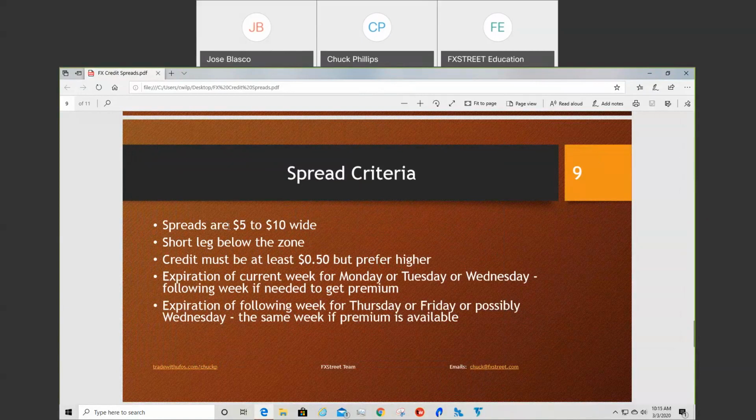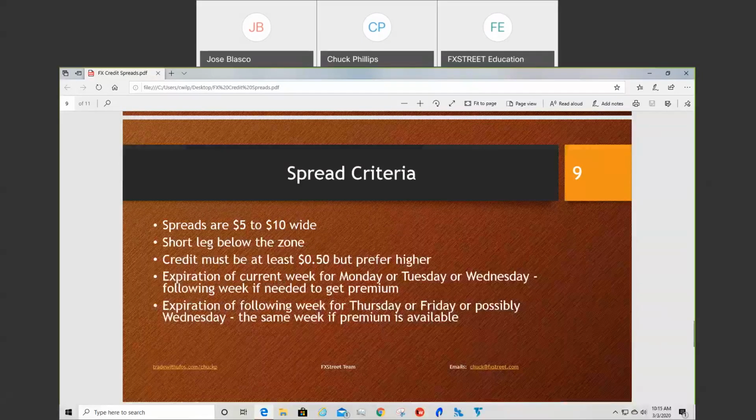What I'm looking for is a $5 spread, maybe a $10 spread, depending on your account size and so forth. I want the short leg to be below the zone, so I'm going to sell below where the UFO shows up there. I want the credit to be at least 50 cents between the short leg and the long leg. I personally look for, I'm up to about 80 cents now, and if it doesn't have 80 cents, I won't trade it.